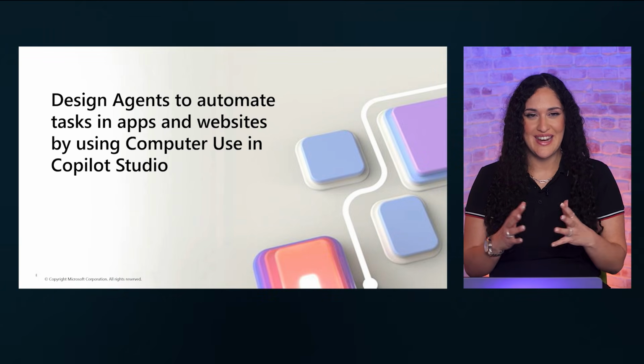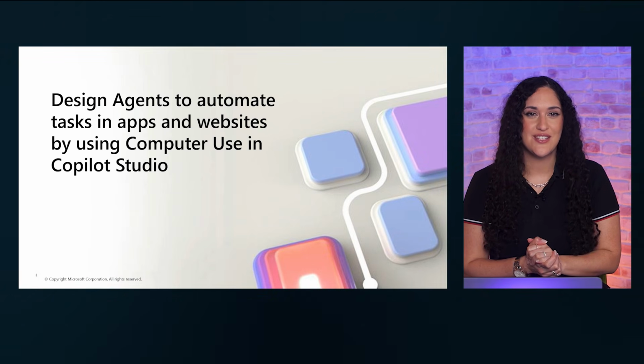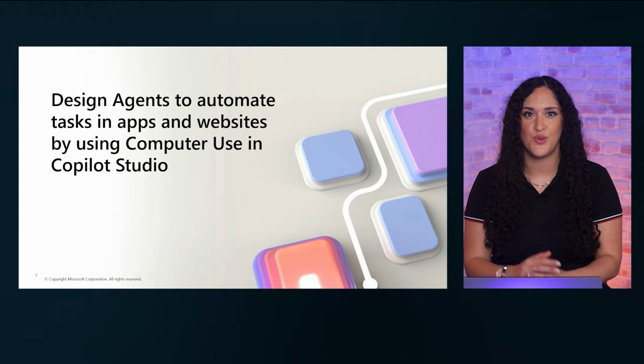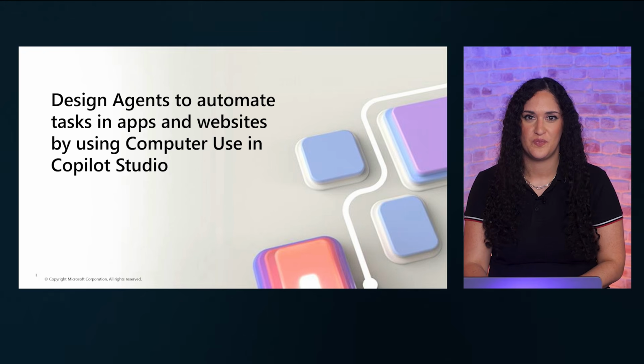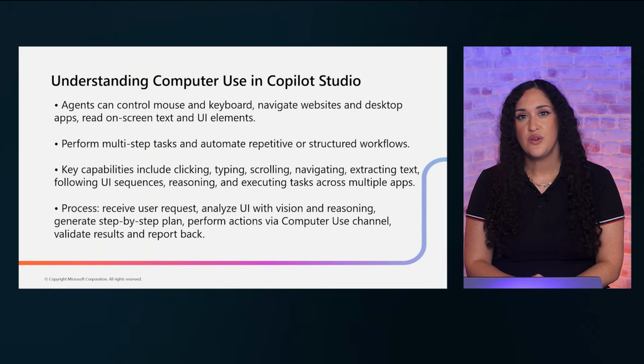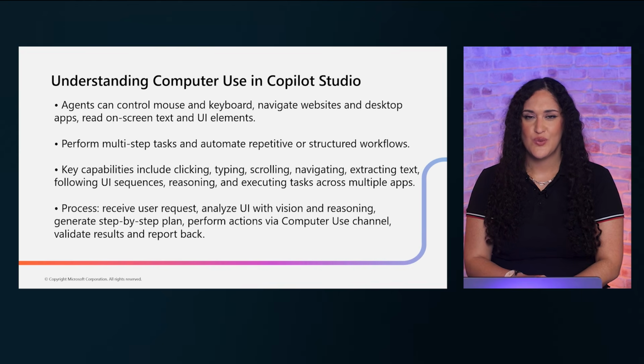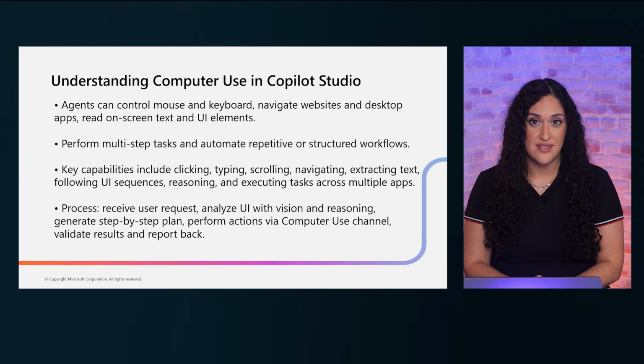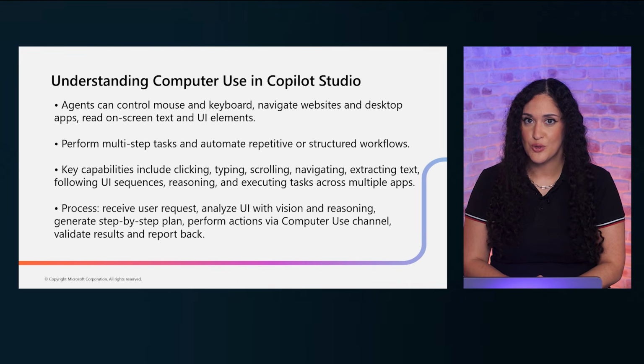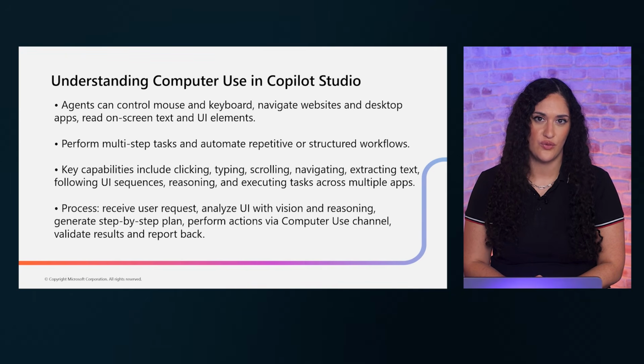So now we're entering an exciting frontier, designing agents that automate tasks in applications and websites using computer use in Copilot Studio. Computer use allows agents to interact with user interfaces in powerful ways, like controlling mouse and keyboard, navigating websites and desktop apps, reading on-screen text, performing multi-step tasks, and automating repetitive workflows.